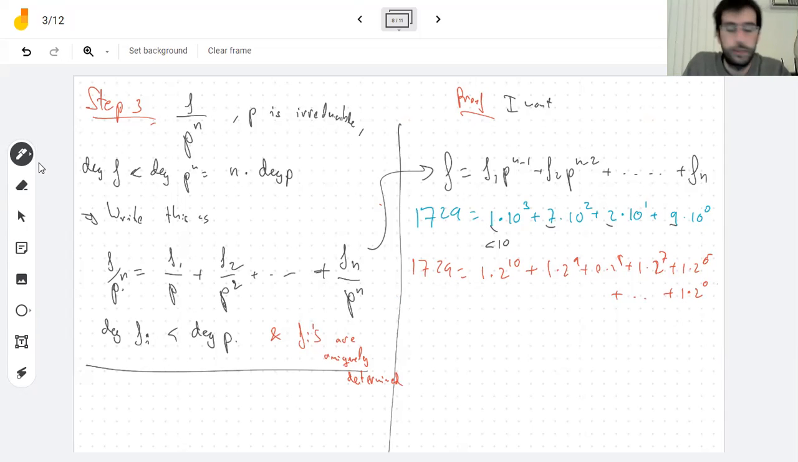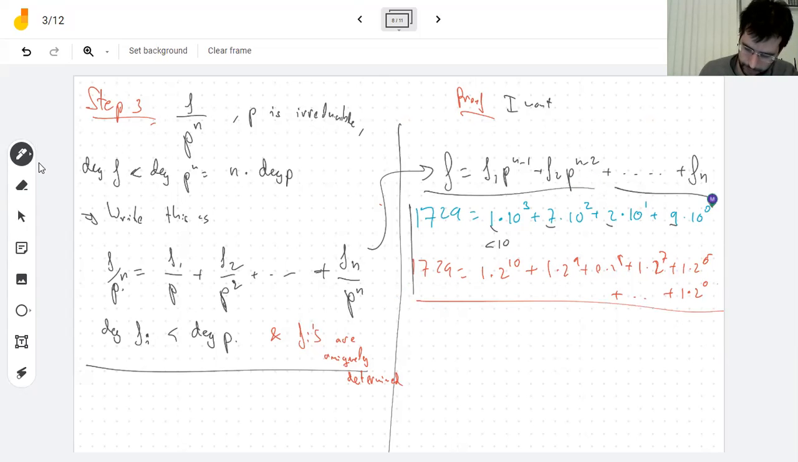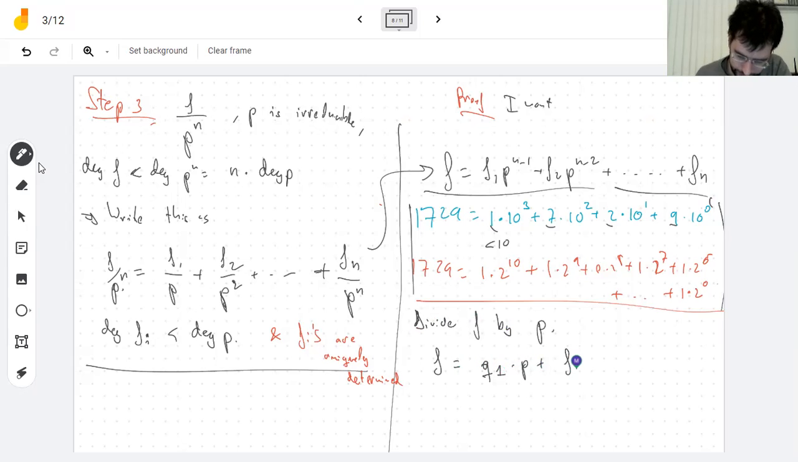So the thing is, I don't know if you've ever seen how to convert a number to binary, but we're going to do the same thing. Take F. What you do is divide F by P, and you will get F equals, I'm going to say, Q1 times P plus Fn, and this is the remainder.